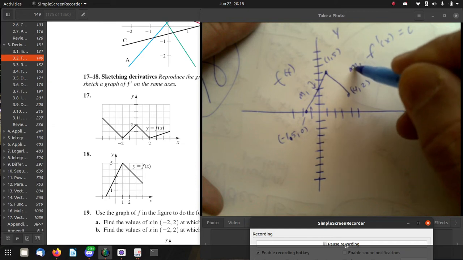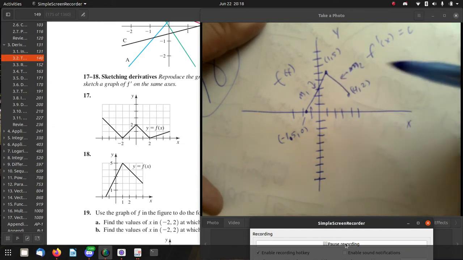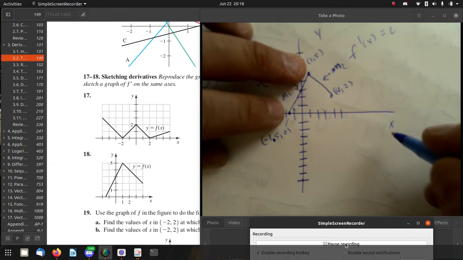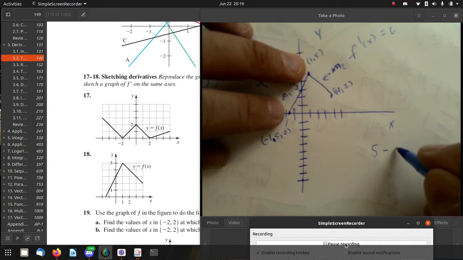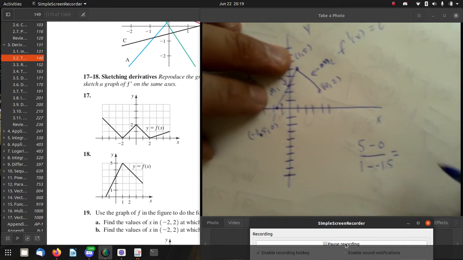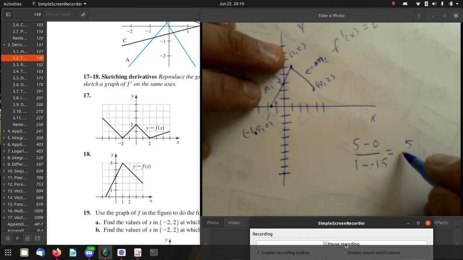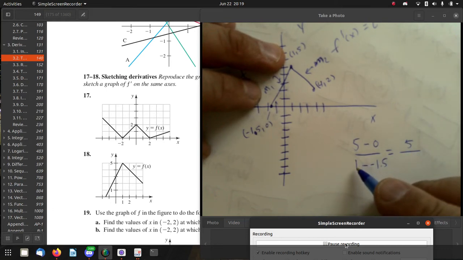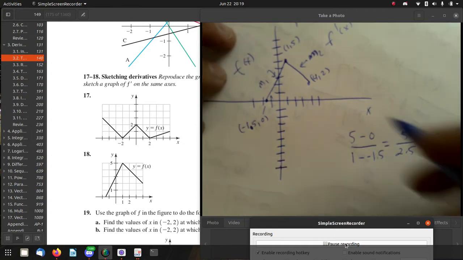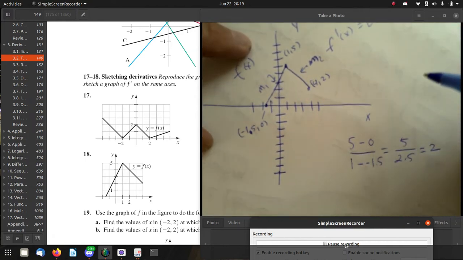Did I make like a quadruple M there? Sorry. And the slope of this branch, and I should be good to go. So I'm going to go ahead and do that here for this first branch. So it's 5 minus 0, and then it's 1 minus negative 1/5. That's going to equal 5 over, let's see, that's going to be 1 plus 1.5, which is going to be 2.5. And so that's going to equal a slope of 2. And so we have a slope of 2 here.